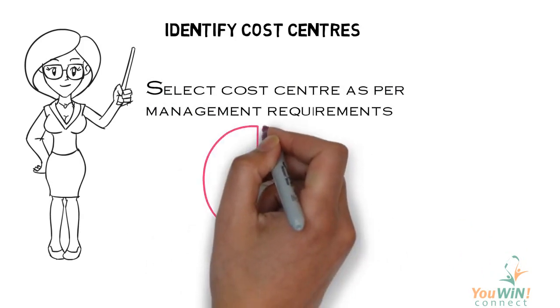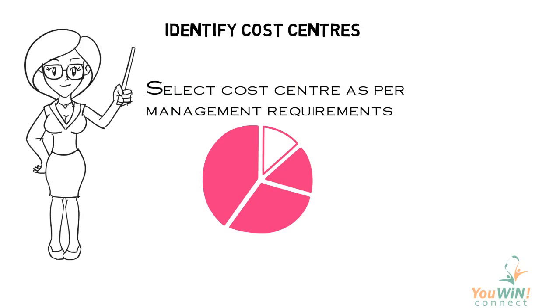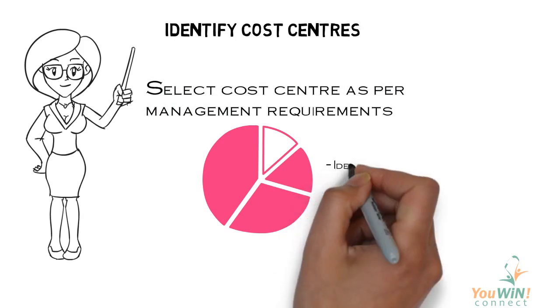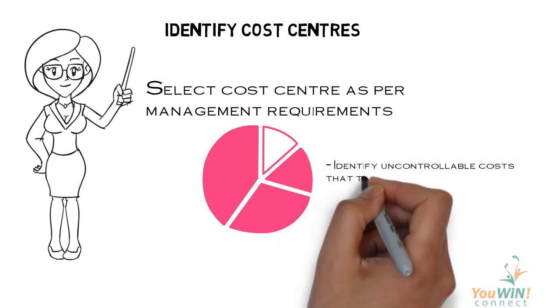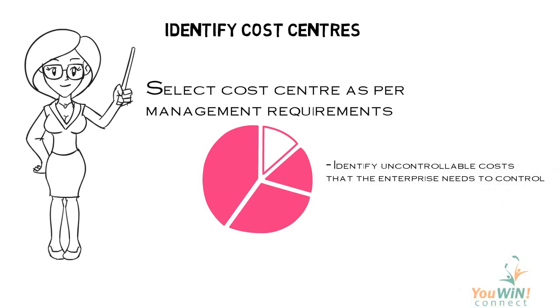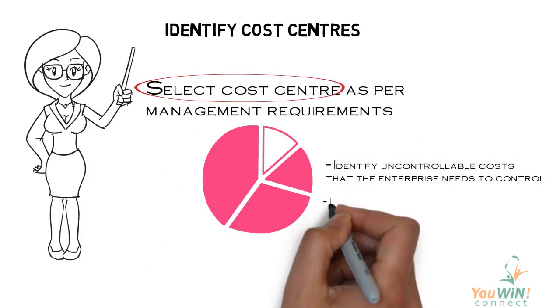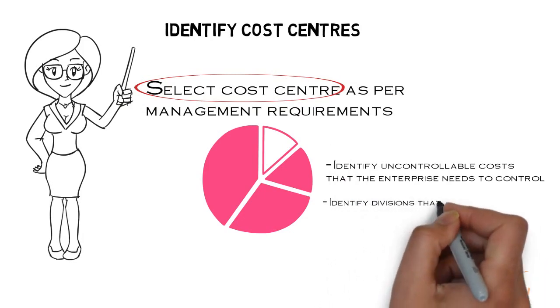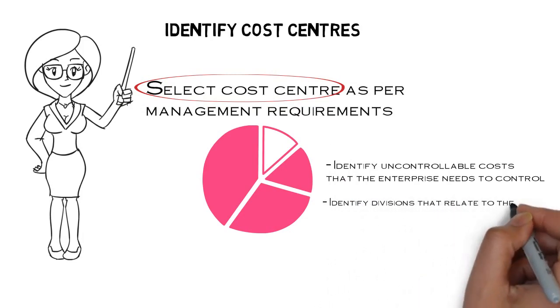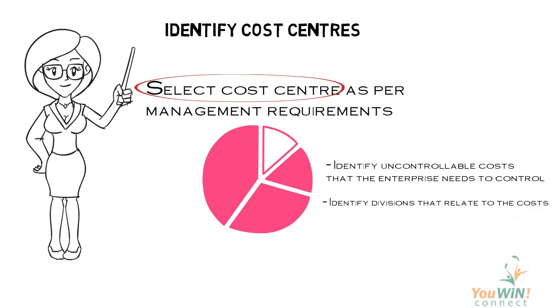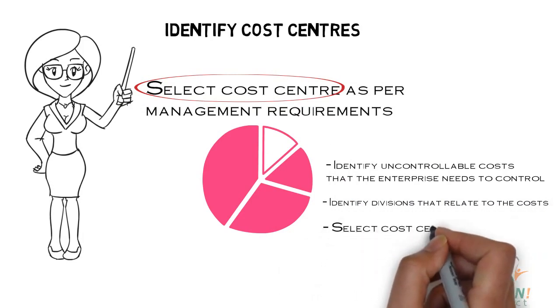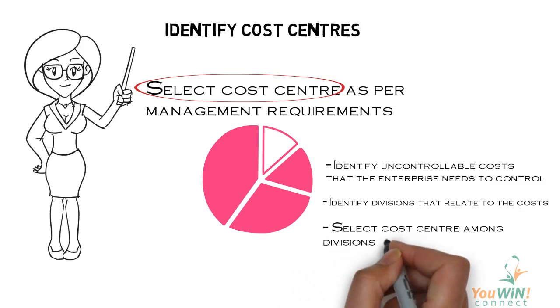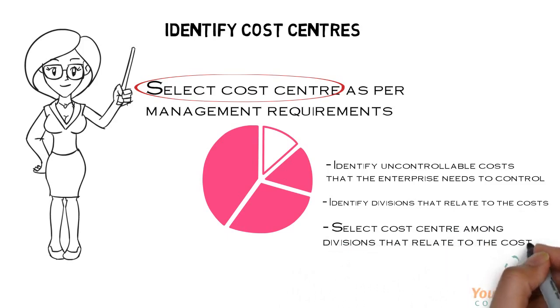This also can be broken down into steps. The first step is to identify costs that need to be controlled. This has to do with selection of the cost center. Identify uncontrollable costs that the enterprise needs to control. Identify divisions that relate to the cost. And select cost center among divisions that relate to the cost.